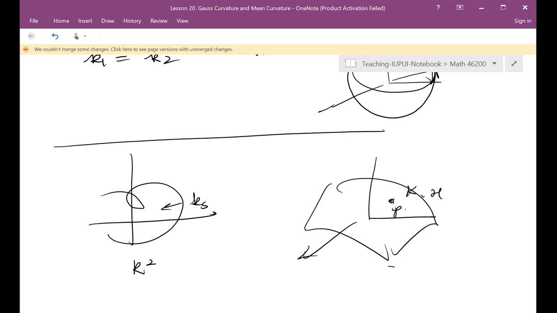So if we put a surface in three-dimensional space, you need two numbers to describe the curvature. Here you can use k1, k2, or you can use the Gauss curvature and the mean curvature. They're equivalent, they can be determined from each other. But if I put the surface in four-dimensional space, think about it, you maybe need four curvatures, not just two.